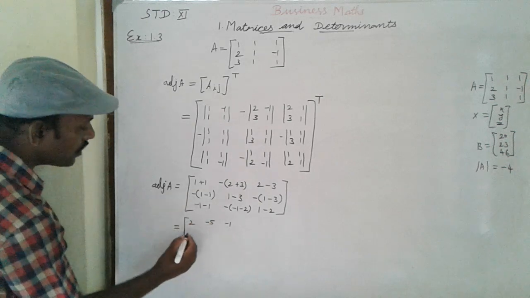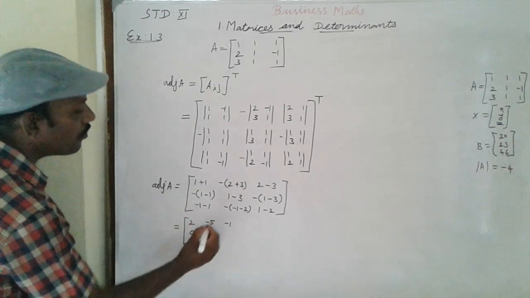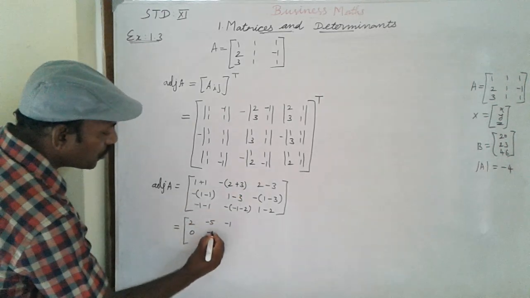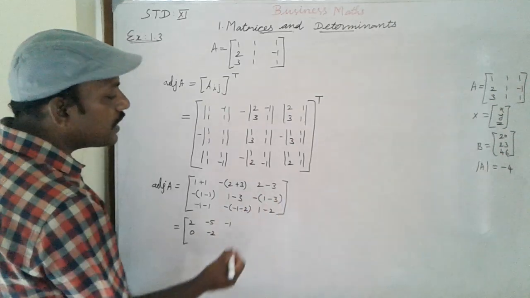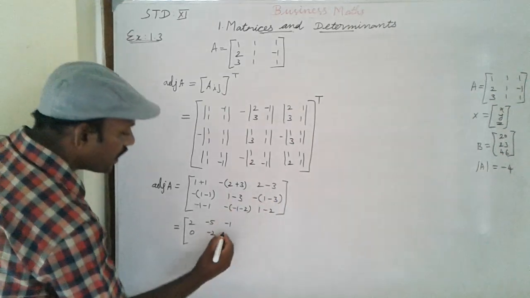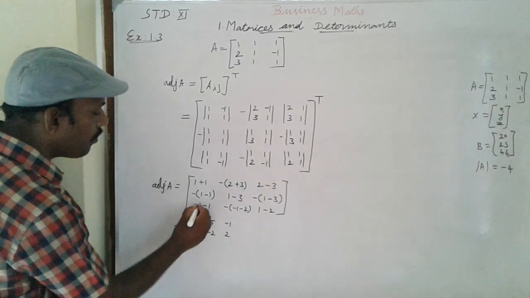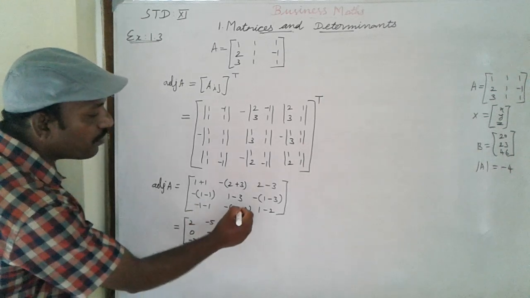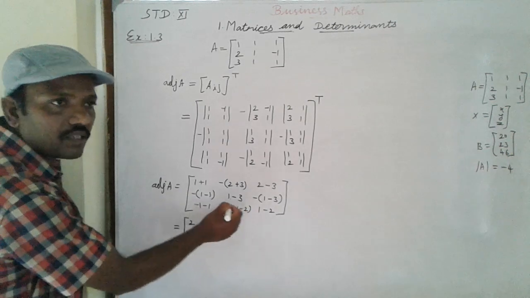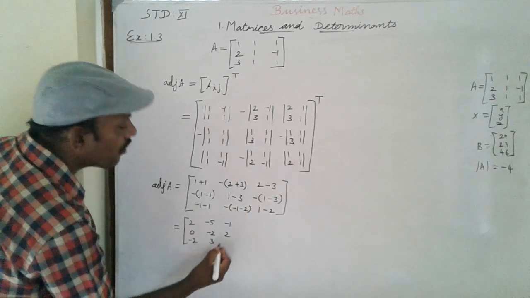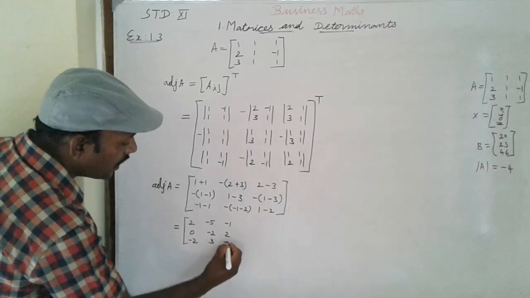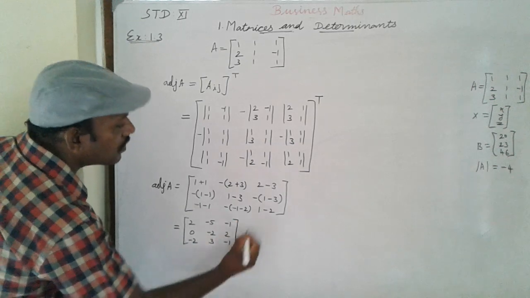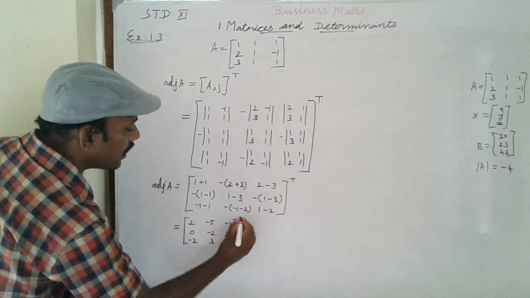Minus of 1 minus 1 is 0. 0 into minus is 0. 1 minus 3 is minus 2. 1 minus 3 is minus 2. Minus into minus plus 2. Minus 1 is minus 2. Minus of minus 1 minus 2 is minus 3. Minus into minus plus 3. 1 minus 2 is minus 1. So now the transpose of the adjoint A.